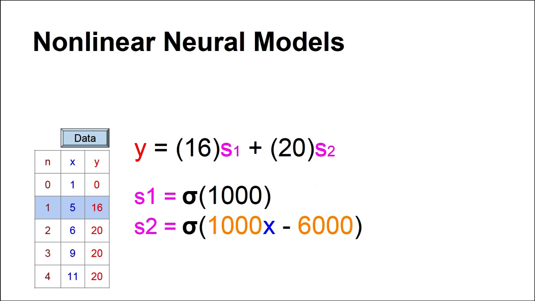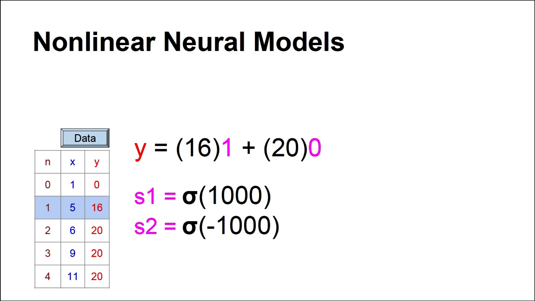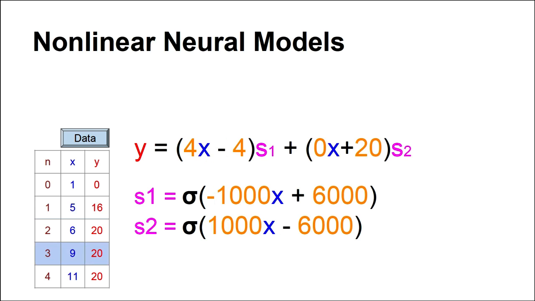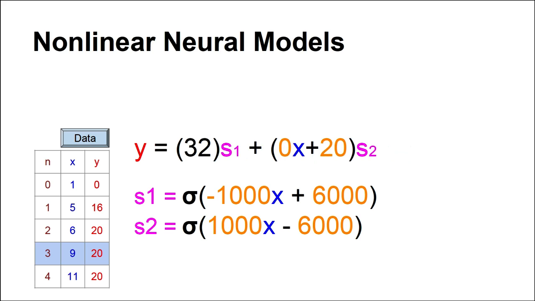And the first sigmoid function will be 1,000. The second sigmoid function will be minus 1,000. And this means that we will activate the first function and not the second one. So the second one will be nullified. So we still get the value 16. But if we go to the values above 6, you can see that it's 32 there and 20 there.